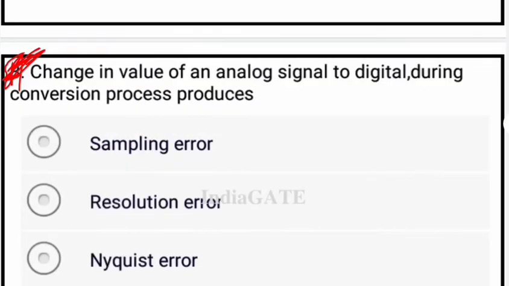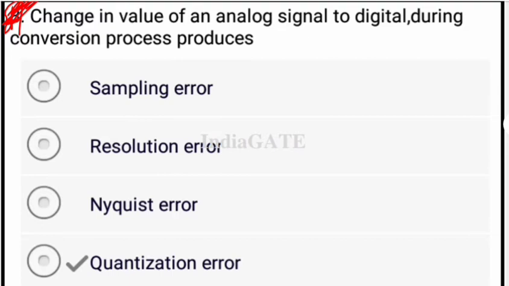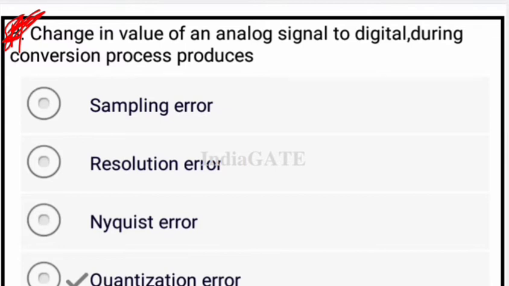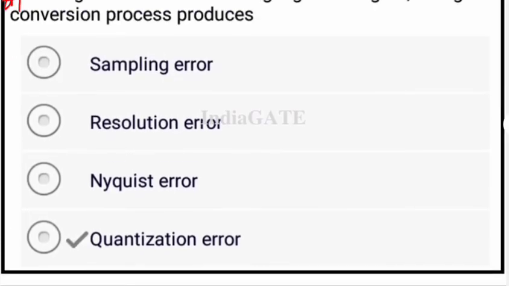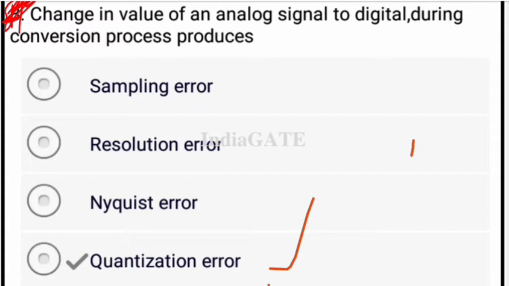Okay, now come to the next question. Here next question is defined as change in the value of analog signal to digital during the conversion process produce. So there are 4 options: option A, option B and option C and D. So option D is your correct. Why? Because here quantization error is the change value in the procedure of the analog signal to digital during the conversion process produces.